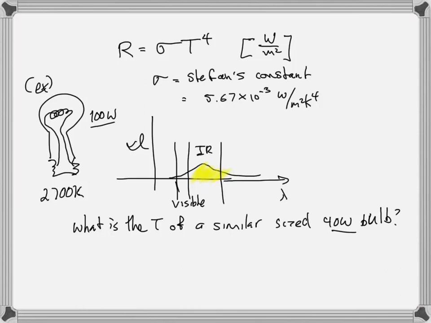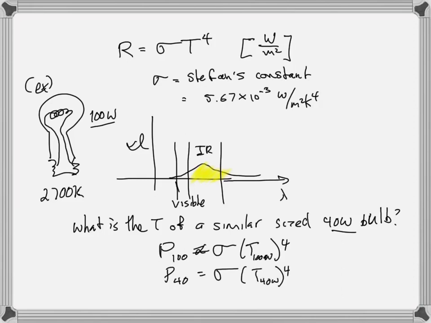If I know the temperature of a 100-watt incandescent light bulb, 2700 K, we can then use the Stefan-Boltzmann law to find the temperature of a similar sized 40-watt light bulb, simply by saying that the power of the 100-watt light bulb is equal to sigma, the Stefan constant, times the temperature of the 100-watt light bulb to the fourth. That's an equal sign. I wrote a proportionality sign, but it should be equals. The power of a 40-watt light bulb is the same thing, where we have the temperature of the 40-watt light bulb to the fourth power.